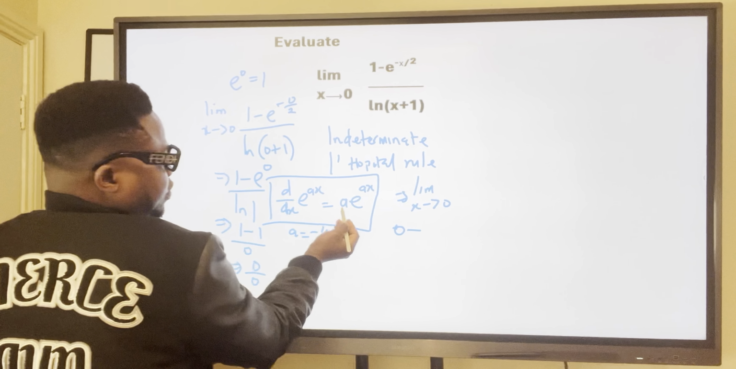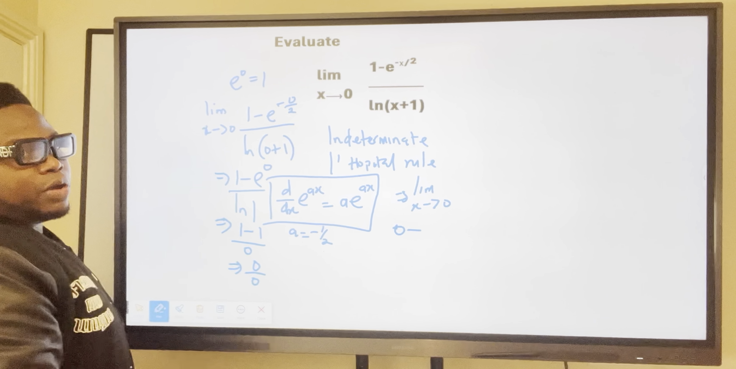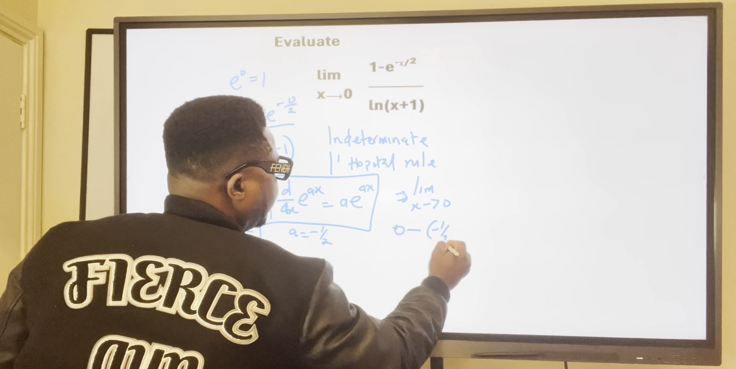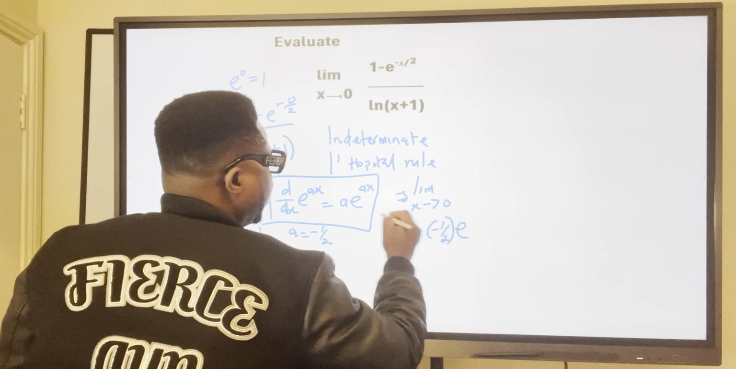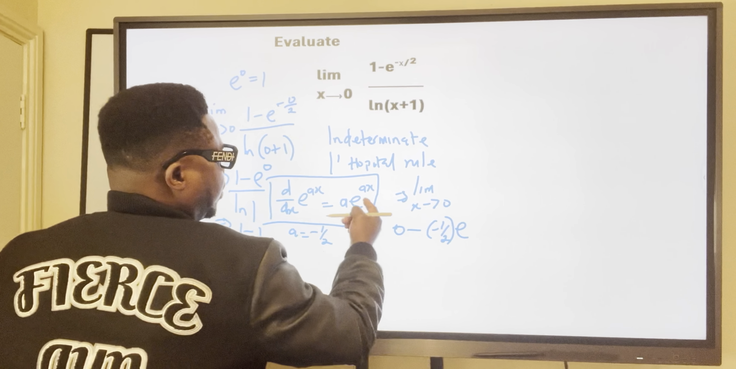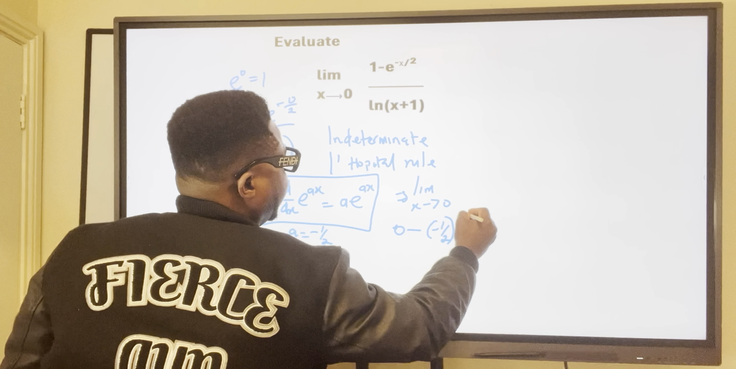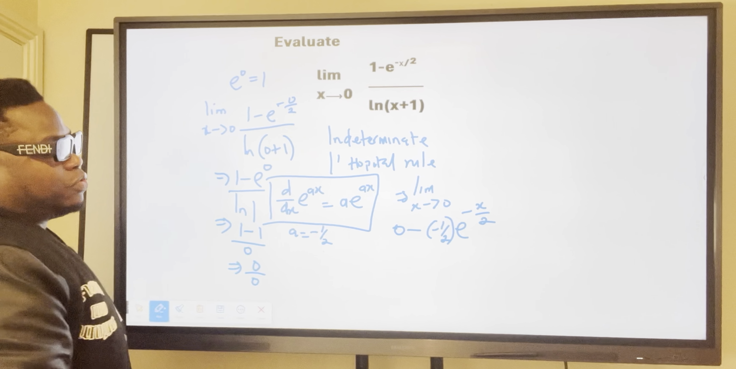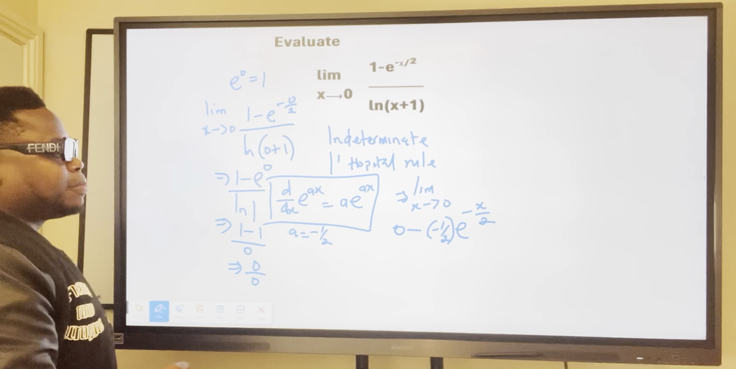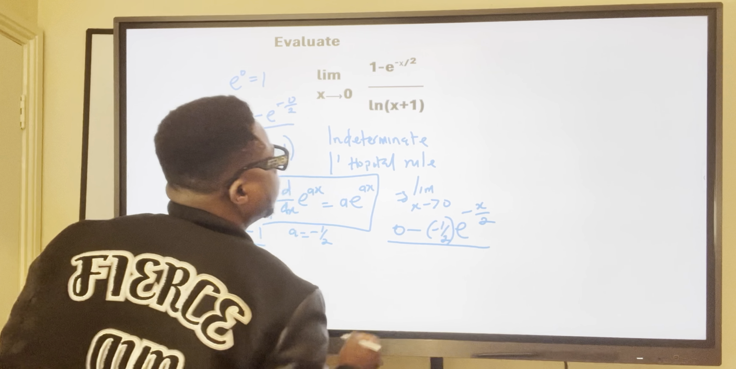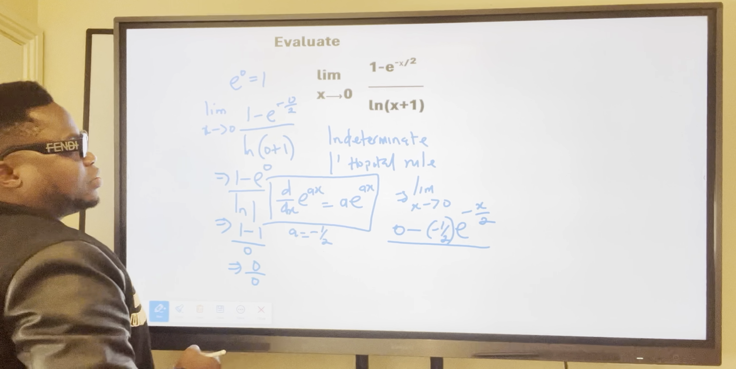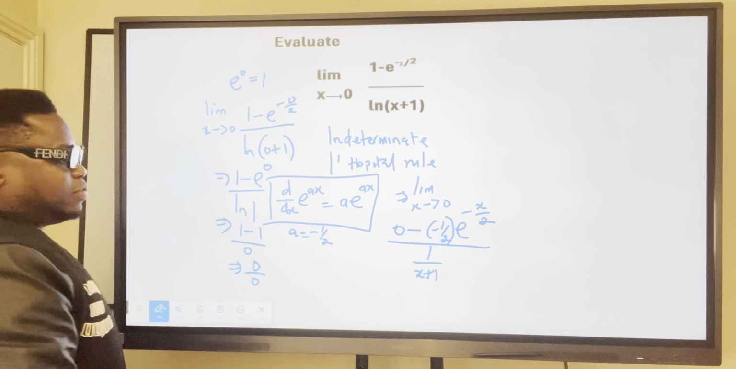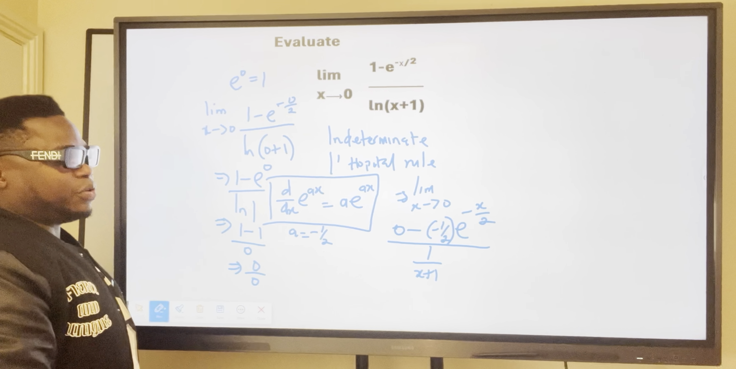So applying the formula, I'm going to write e here. Remember that this a is equal to minus 1 over 2, that is minus half. So I'm going to have minus half e to the power of a, which is minus half again, that is minus x over 2. That is the meaning. So divided by, differentiating ln(x plus 1) is going to be 1 divided by x plus 1. So that is the derivative of ln(x plus 1).